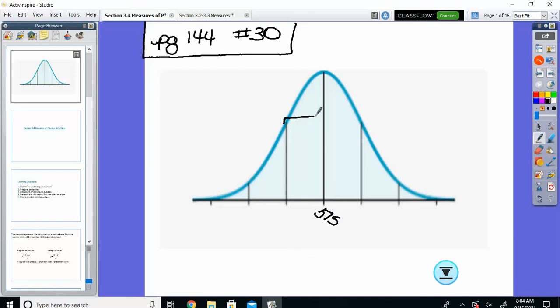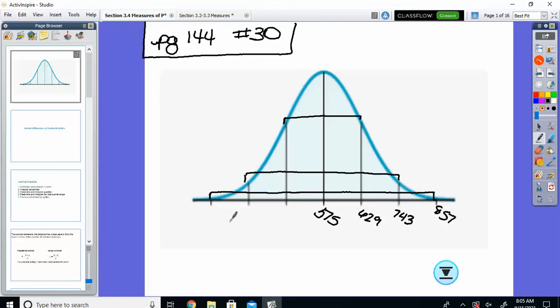Then these represent your first, second, and third standard deviations. To get those, you just add your standard deviation to it. My standard deviation was 114. So if you add 114, you get 629. You can use your calculator if you're struggling. You just keep adding it to get every one of them. So you have your 629, 743, 857.